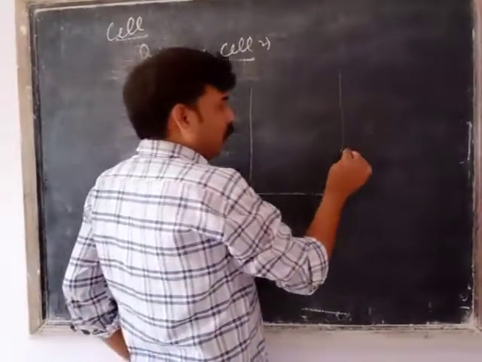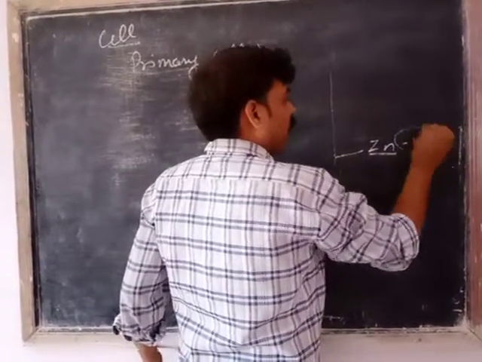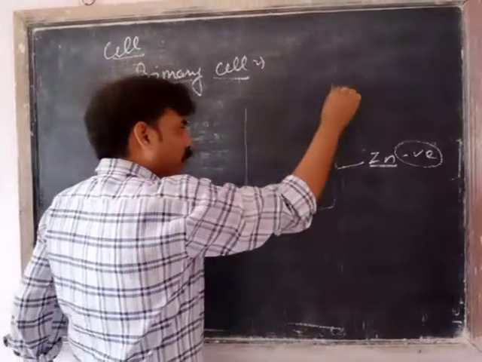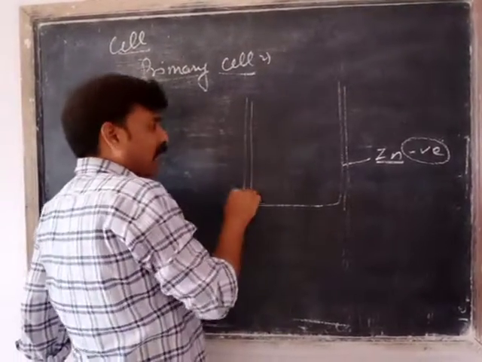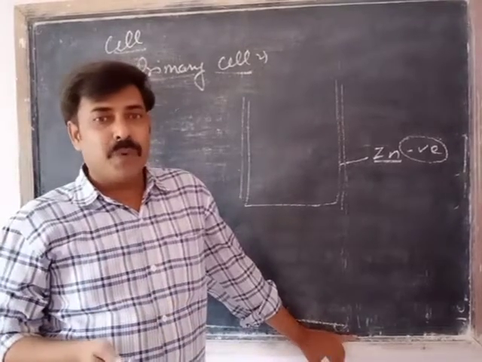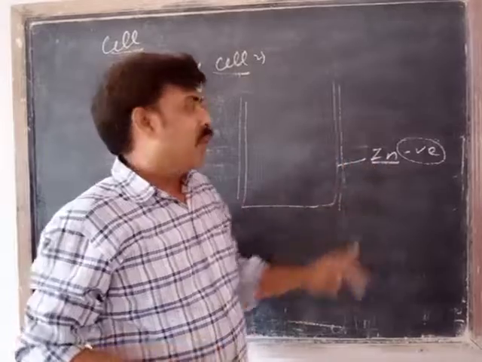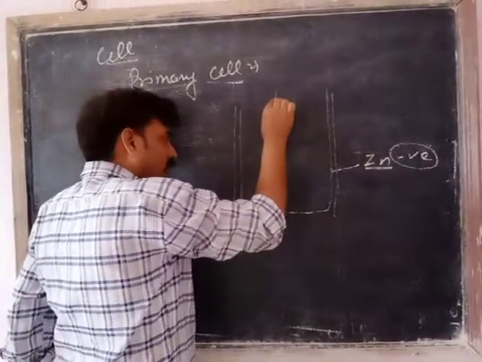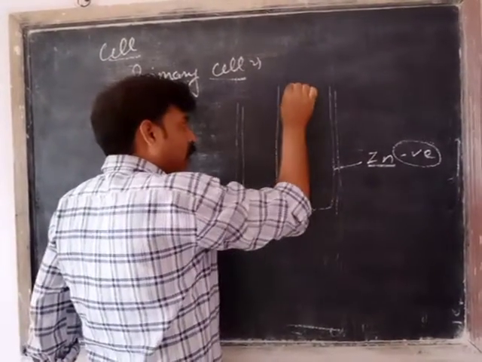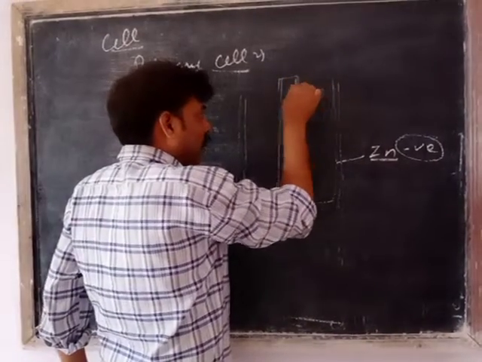The uppermost layer is made up of zinc, which is the negative pole of the cell, which is covered with a plastic coating, and this plastic coating is responsible for making it leak proof. So this is the leak proof coating on the cell. Inside the cell there is a carbon rod made up of graphite, which is covered with a brass cap.